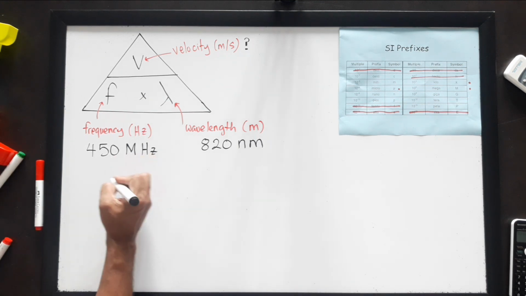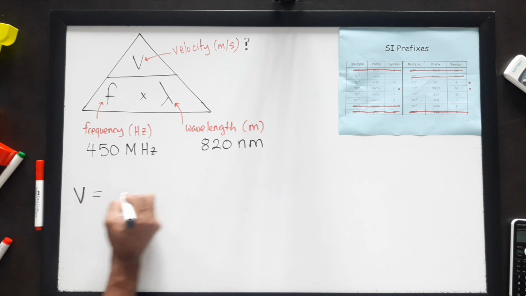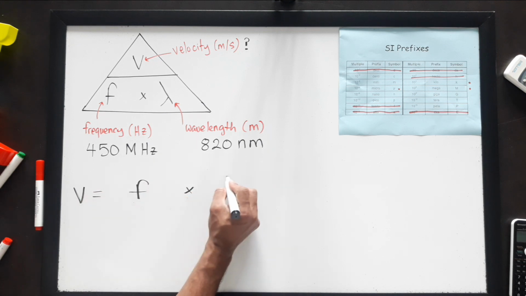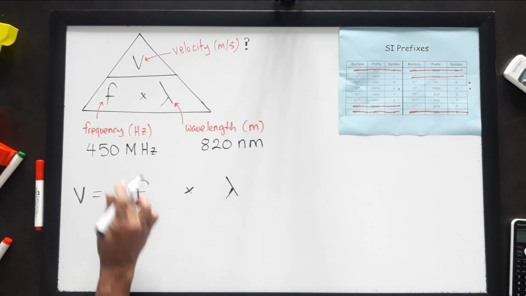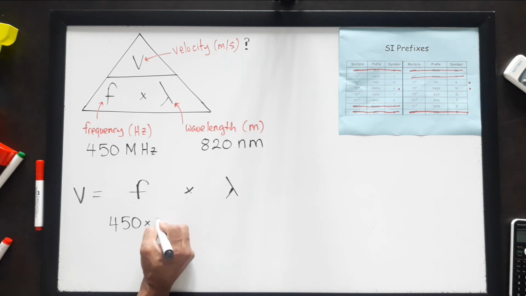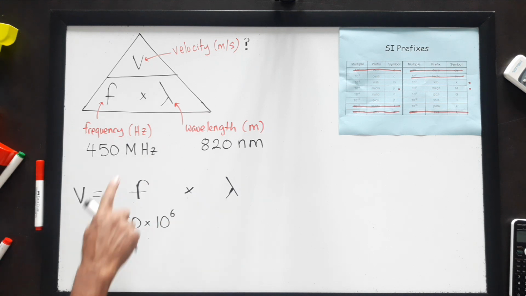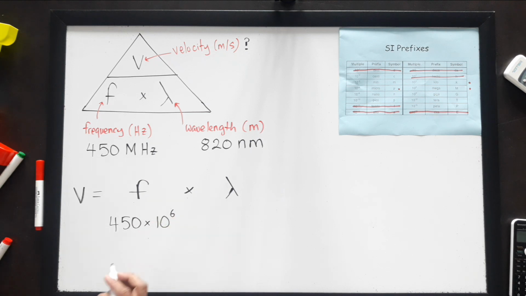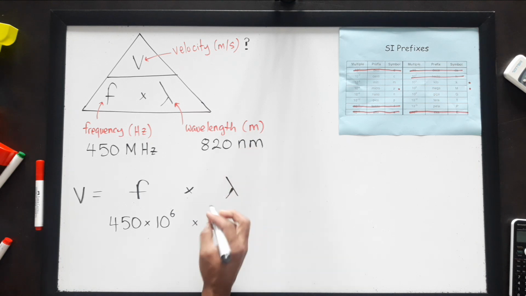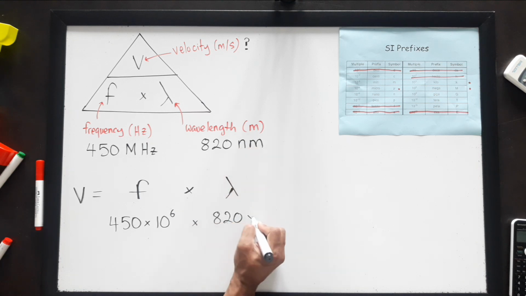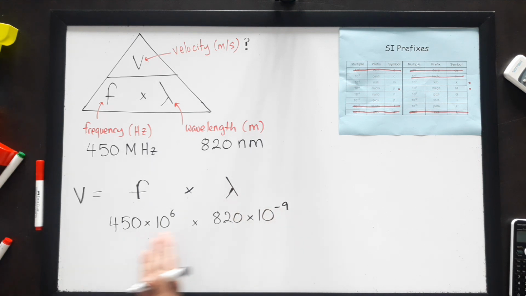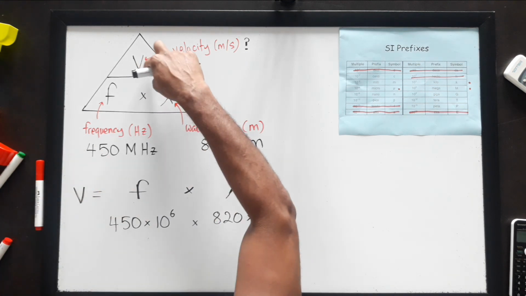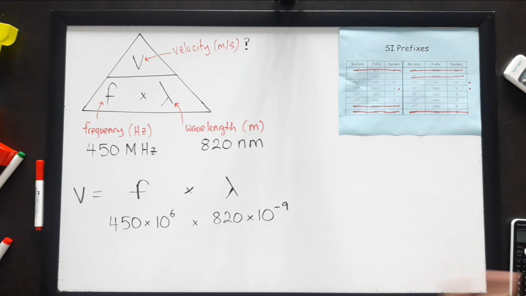So you need to calculate the velocity, you need to take the frequency and multiply by the wavelength. The frequency is 450 megahertz, but mega really means 10 to the power positive 6. So I have to replace this M with multiply by 10 to the power positive 6. Then I have to multiply by the wavelength, but nanometers means 820 multiplied by 10 to the power negative 9. So we just need to multiply this out now, and we will get the velocity in meters per second. So let's do this.